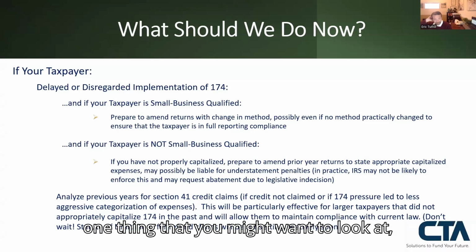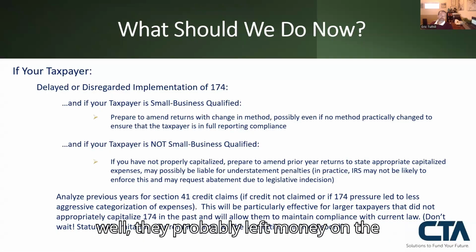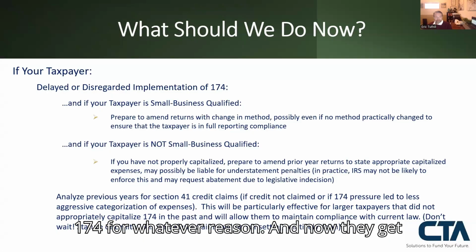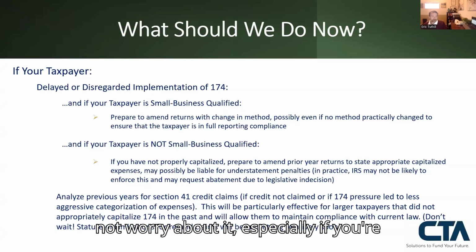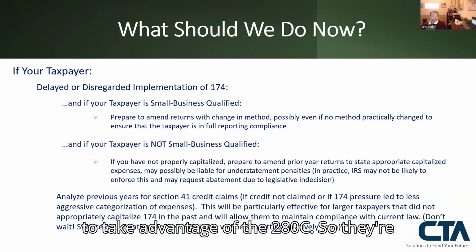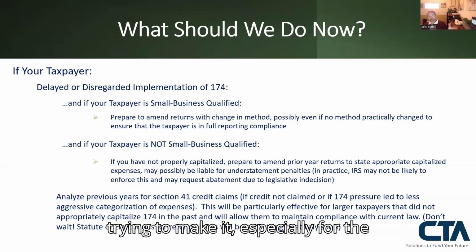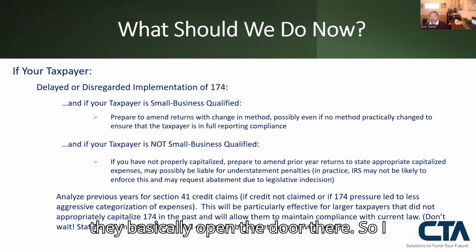So the one thing that you might want to look at, especially if you haven't done that, is that they probably left money on the table because they were afraid of Section 174 for whatever reason. And now they get to go back and take that credit, and not worry about it, especially if you're under that $31 million threshold. You can go back and take that credit and you get to take advantage of the 280C. So they're trying to make it, especially for the small business taxpayers, as if this never happened. So they basically open the door there.